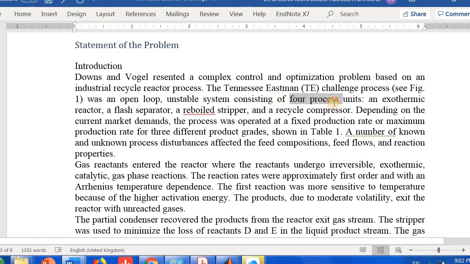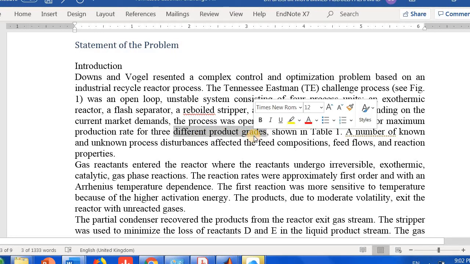Okay, consisting of 4 units, we have an exothermic reactor, a flash separator, a reboiler stripper, and a recycle compressor. So this is like a plant, and we are trying to design the control system for the plant. Depending on the current market need, the process was operated at a fixed production rate or maximum production rate on 3 different product grades. What are the product grades? 10G, 90% H. And 90% G, 10% H, 50% G, 50% H.